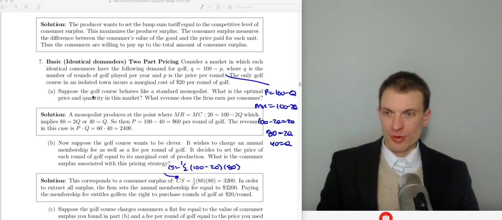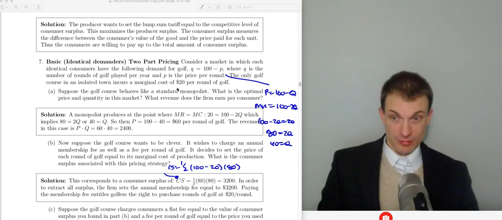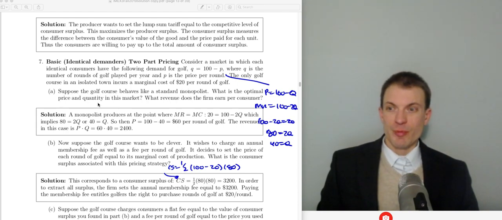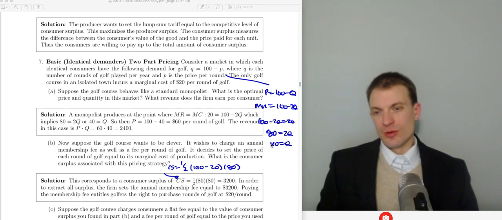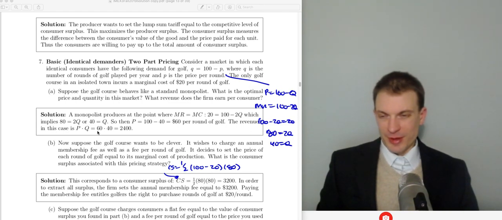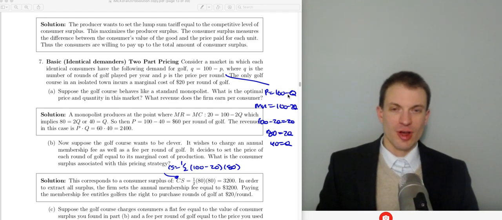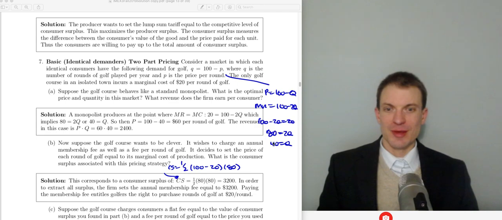Because I say, suppose the course behaves like a standard monopolist. Marginal cost is 20. What's the optimal price and quantity in this market? What revenue does the firm earn per consumer? Okay, well, to get revenue, we're going to have to multiply. We have 40 as our quantity, so we'll multiply by the price, which turns out to be 60, right? If my inverse demand is 100 minus Q, and Q is 40, price is 60. Okay, 60 times 40, that's 2,400, would be my revenue.